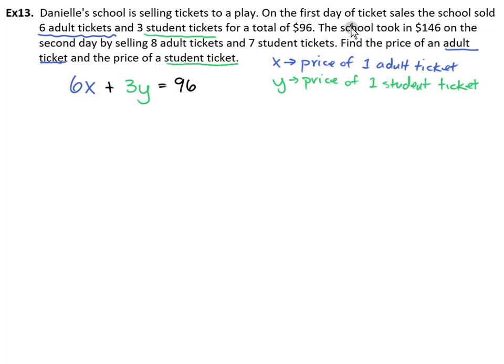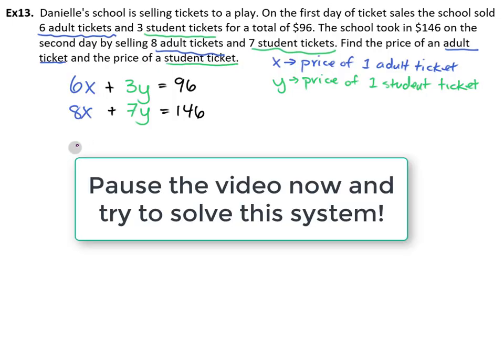Likewise, it told me the school took in $146. So the amount they made was $146. And they got that by selling 8 adult tickets and 7 student tickets. My color didn't change. 7 student tickets. And we know together, the amount of money they made for each of those together made the $146 they brought in the second day.